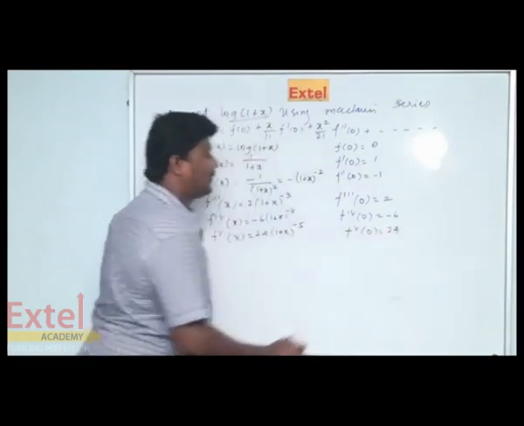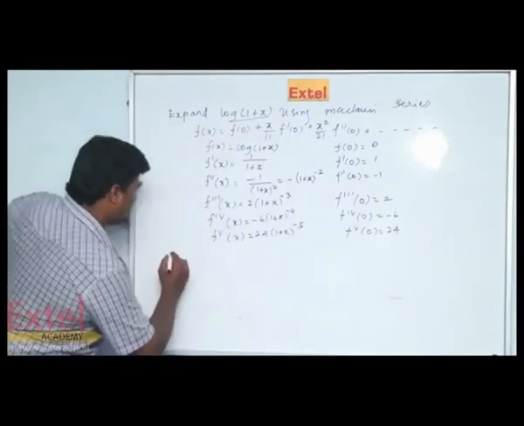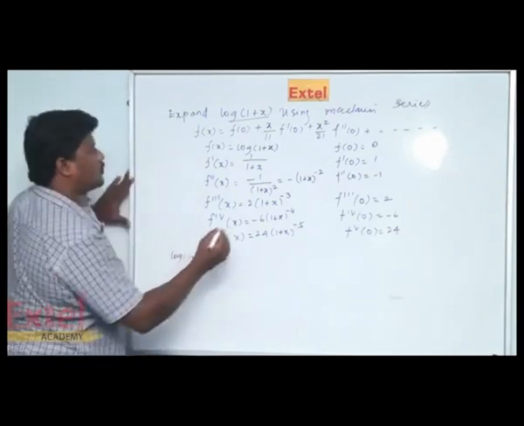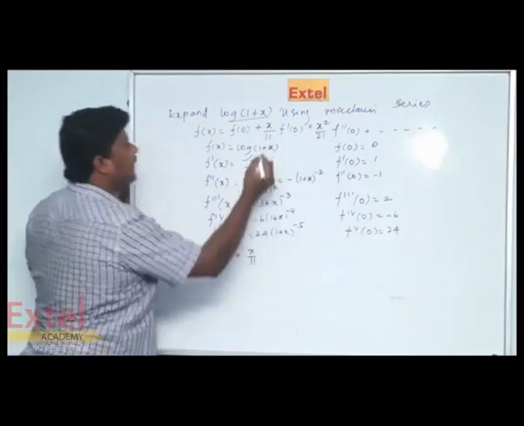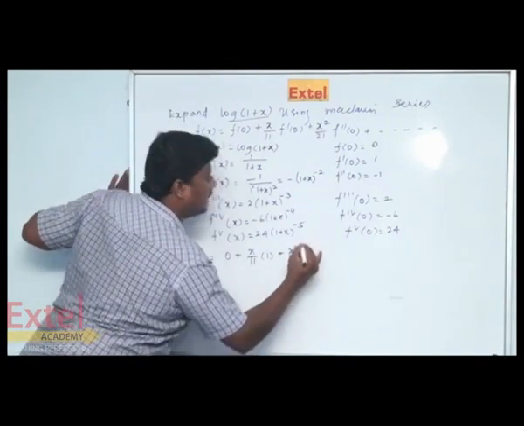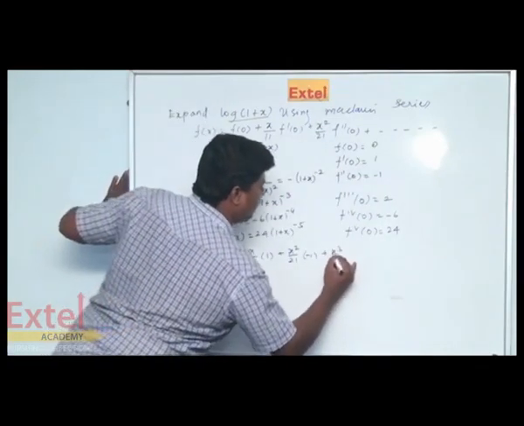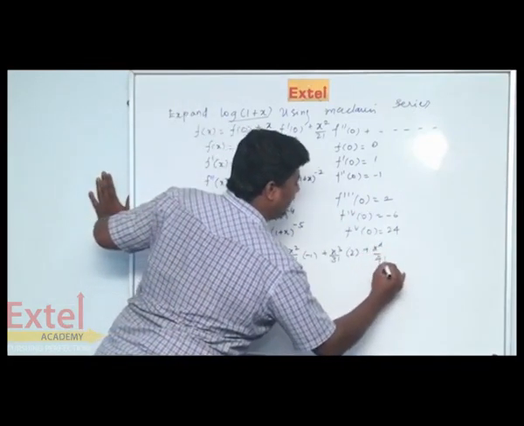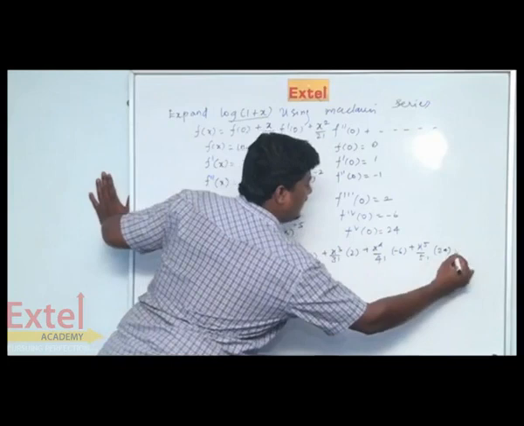Now you substitute all the values of f of 0, f dash of 0, f double dash of 0, and so on in the Maclaurin series. Therefore, I will get f of x, which is log 1 plus x, equal to f of 0, which is 0, plus x by 1 factorial, f dash of 0, which is 1, plus x square by 2 factorial, f double dash of 0, which is minus 1, plus x cube by 3 factorial, f triple dash of 0, which is 2, and x power 4 by 4 factorial into minus 6, and x power 5 by 5 factorial into 24, and so on.